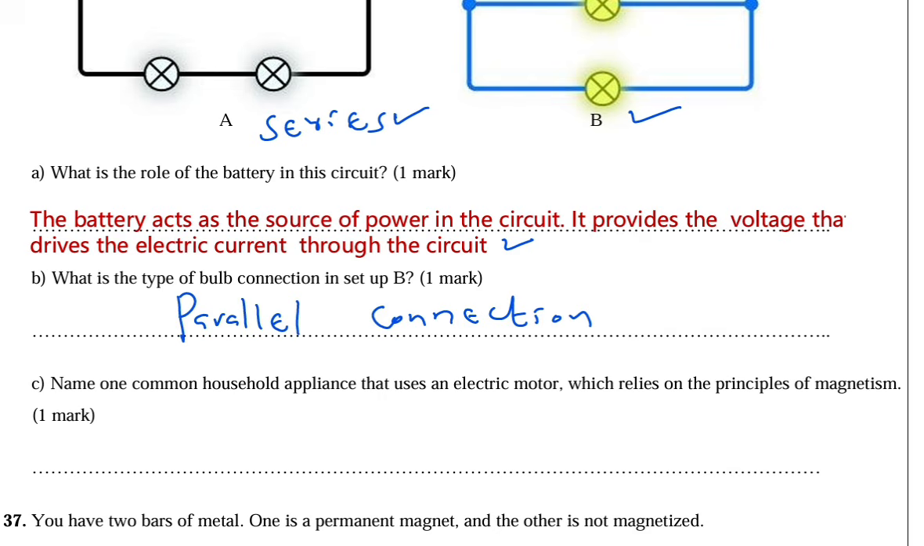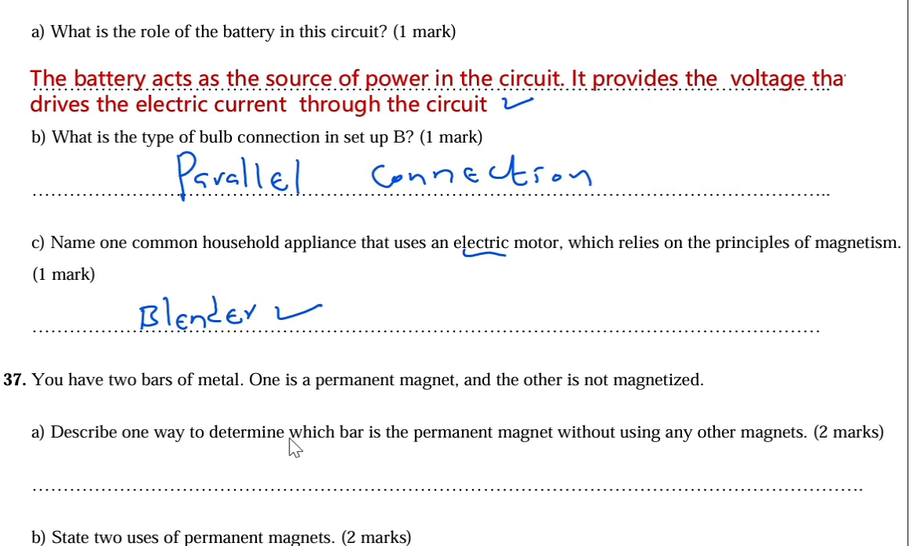Part C, name one common household appliance that uses an electric motor which relies on the principle of magnetism. 1 mark. We have so many appliances in our homes that use an electric motor. One example is a blender. Which other appliances do you know? I've given one. You can also tell us the other appliances in the comment section.